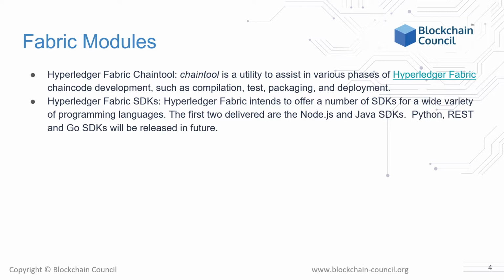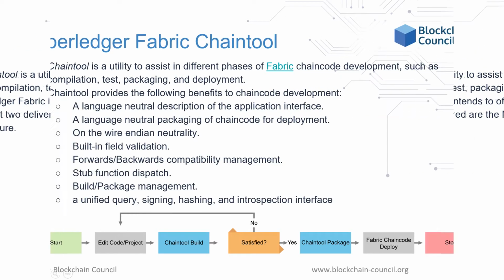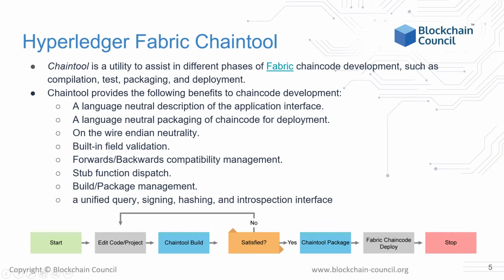Hyperledger Fabric intends to offer many SDKs for a wide variety of programming languages. The first two delivered are the Node.js and Java SDKs. Python, REST, and Go SDKs are to be released in the near future. Chain Tool is a utility which assists in various phases of Fabric chain code development, such as compilation, testing, and packaging. After that, we can project the interface to our application in a high-level interface definition language using Chain Tool. Once this is done, Chain Tool will generate chain code stubs and package the chain code for deployment.